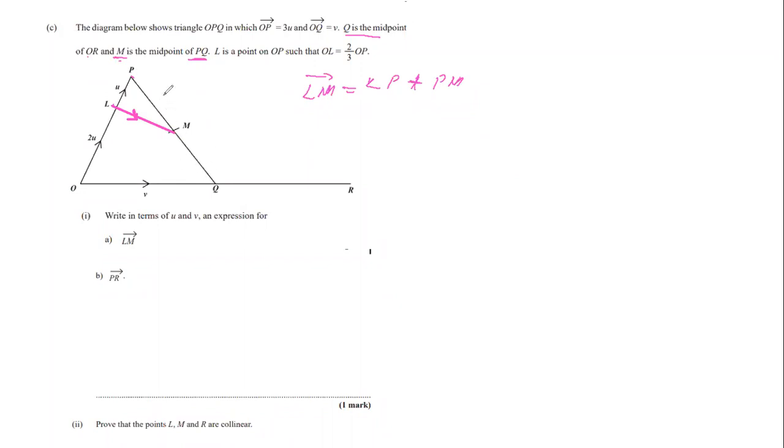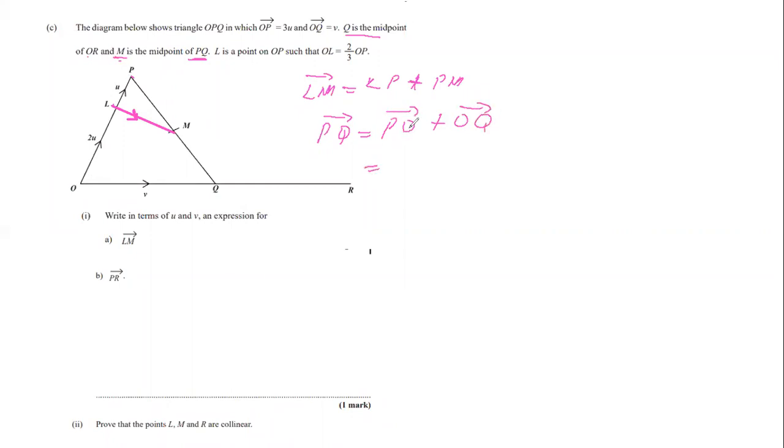Now it means therefore for me to find PM, I need to find PQ first, right? So even though I was not asked to find PQ, I need PQ in order to get PM. So I'm going to find PQ. If everyone understands that, let's find PQ. From PQ, we move from P to O, then O to Q.